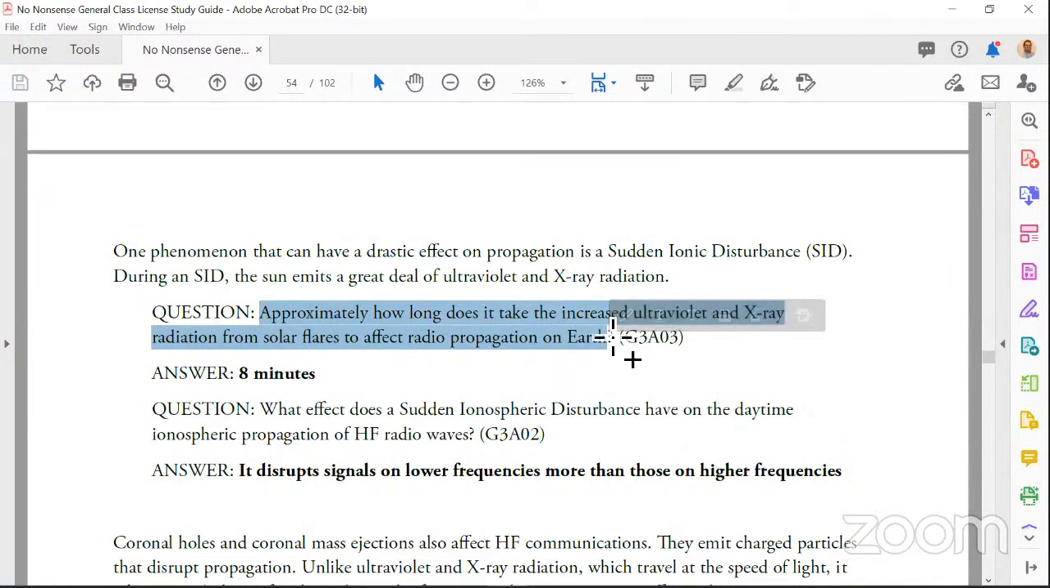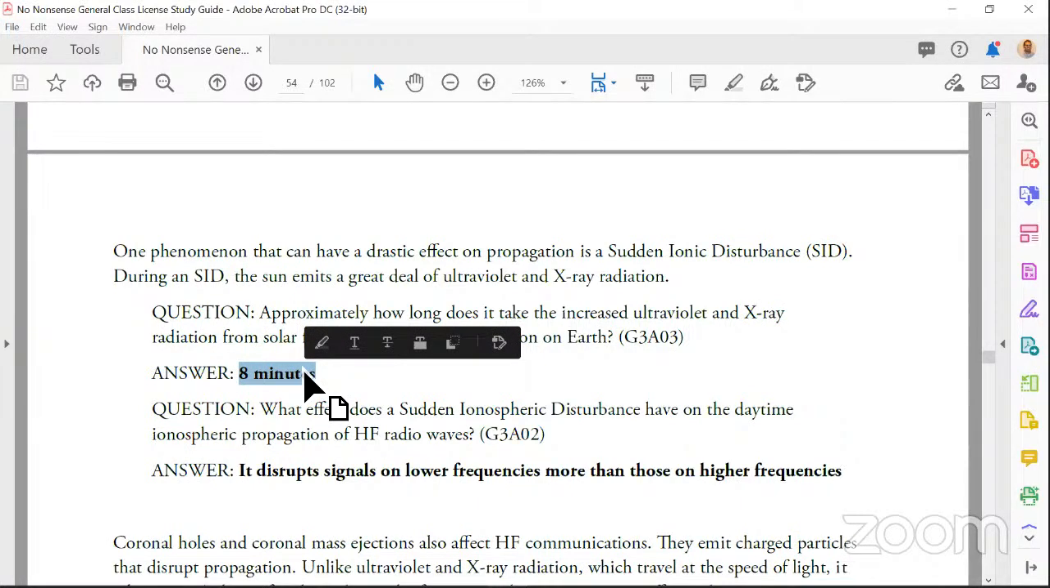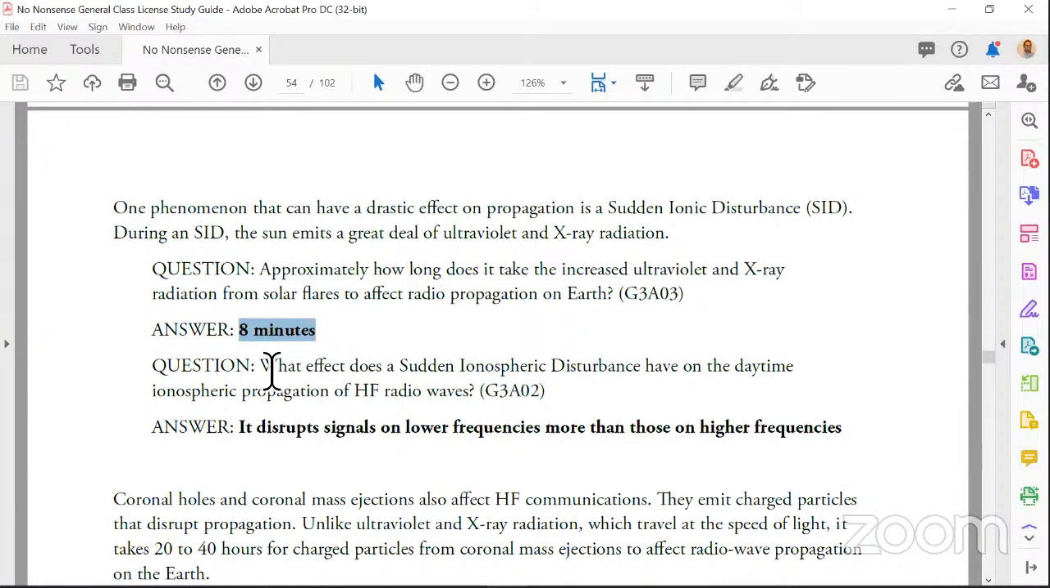So our next question in the question pool: approximately how long does it take the increased ultraviolet, or UV, and X-ray radiation from solar flares to affect radio propagation on Earth? What they're basically asking us here is, how long does a solar flare take to arrive on the Earth? Or rather, how long does the UV light and the X-rays associated with the solar flares, when it's ejected from the sun, take to go from the sun to the Earth? Again, last class, we learned that it travels at the speed of light, and therefore it takes approximately 8 minutes to get here. All right, so that's solar flares and the X-rays and UV rays associated with it.